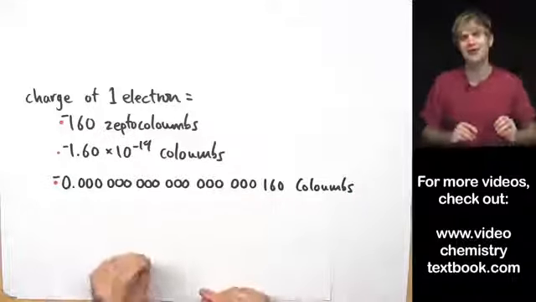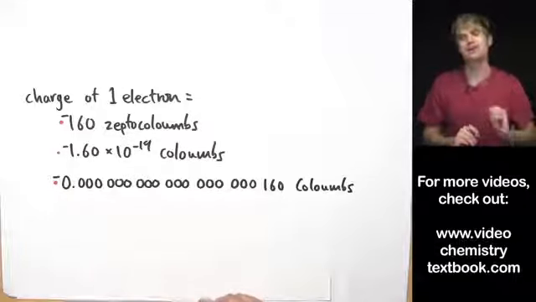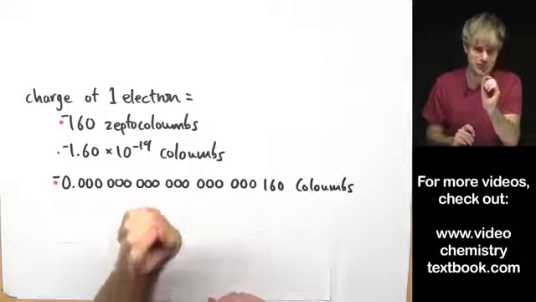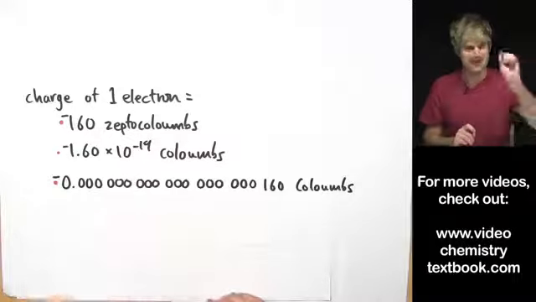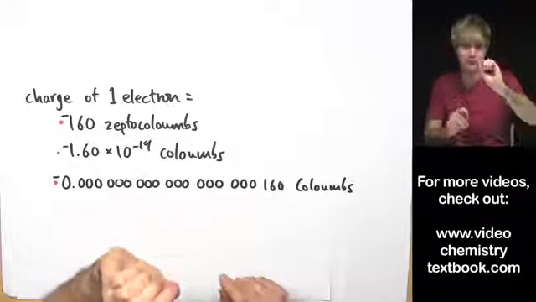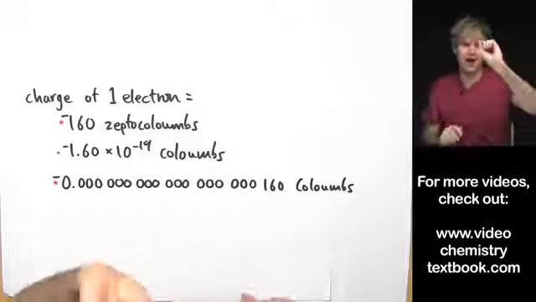That is how, with the oil drop experiment, scientists were able to first measure the electric charge on an electron by taking tiny little drops of oil and balancing the downward gravity force with an upward electric force.